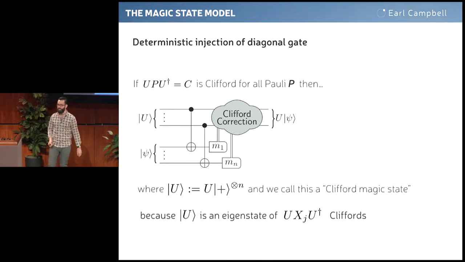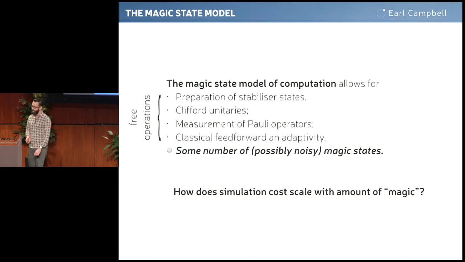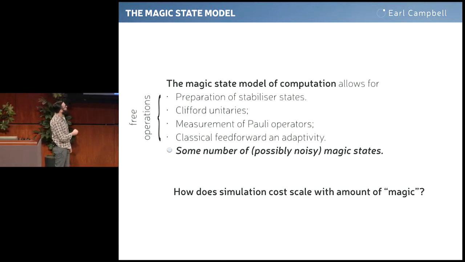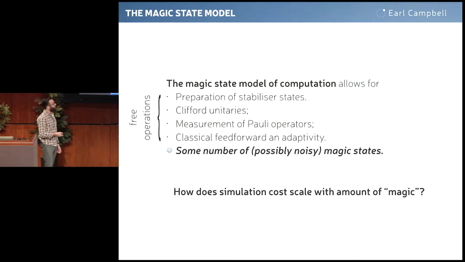So these are going to play a special role in our talk today because they can be used to deterministically inject. So this gives us the magic state model of computation, where we have everything that we had earlier in the stabilizer model of computation as a kind of free or easy thing to do, an easily simulatable component. And then we add some number of components which don't fit inside this formalism, which give us magic states. And then we ask, how hard is it to simulate this system?